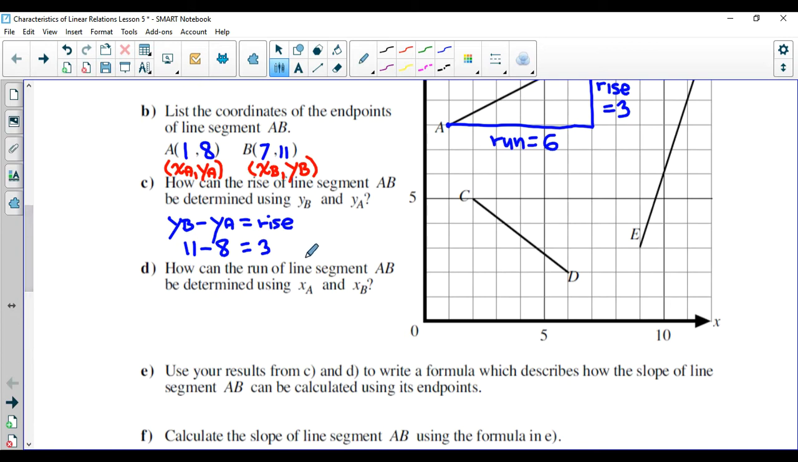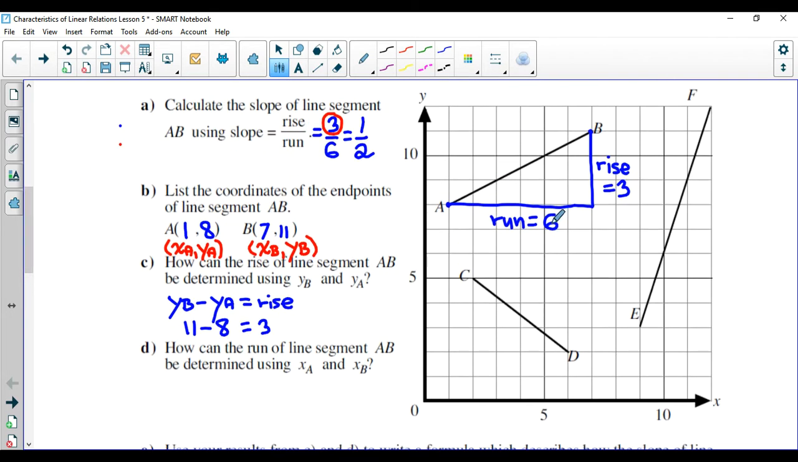Okay, let's go down here now. It says now we want to do the same thing with the x coordinates. So what could I do to the x coordinates to figure out what the value of the run is? If you look at the triangle up here, the run is 6. So what could I do to the two x coordinates, xb and xa, that would allow me to calculate the run? Well, once again, you just subtract them. So xb subtract xa would be equal to the run.